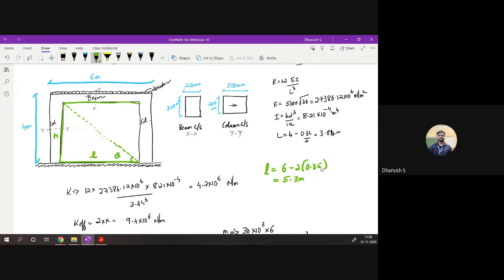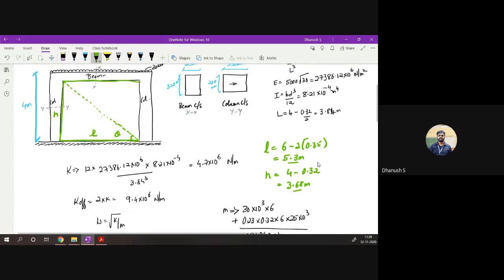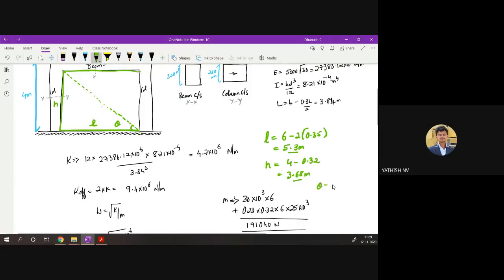This is correct. Next, height. Height is how much? 4 minus 2 times 0.32, that is 3.68. Now you have the value for L and H. What is theta equal to? Tan inverse of 3.68 by 5.3. Theta is how much? 34.77 degrees. This is correct.